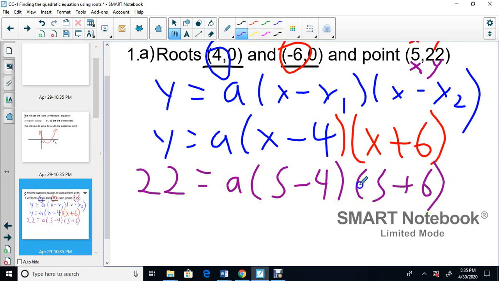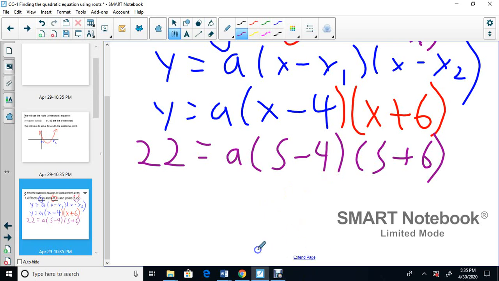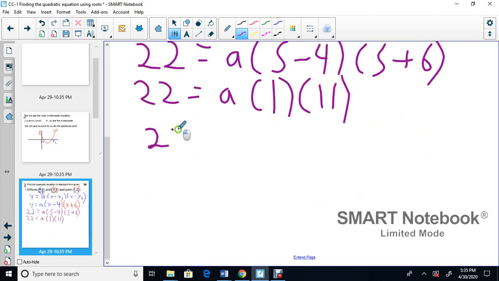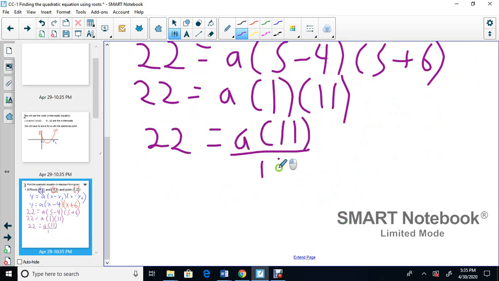We're not going to expand any of these brackets. I'm just going to work them out. So 22 equals a(5 minus 4), which is 1, times (5 plus 6), which is 11. Okay, we're going to keep going here. 22 equals a times 1 times 11, which is 11. Want a by itself, divide by 11. Divide by 11. Oh, a equals 2. Yes, our step pattern or our shape, it's one of these a equals 2 ones.